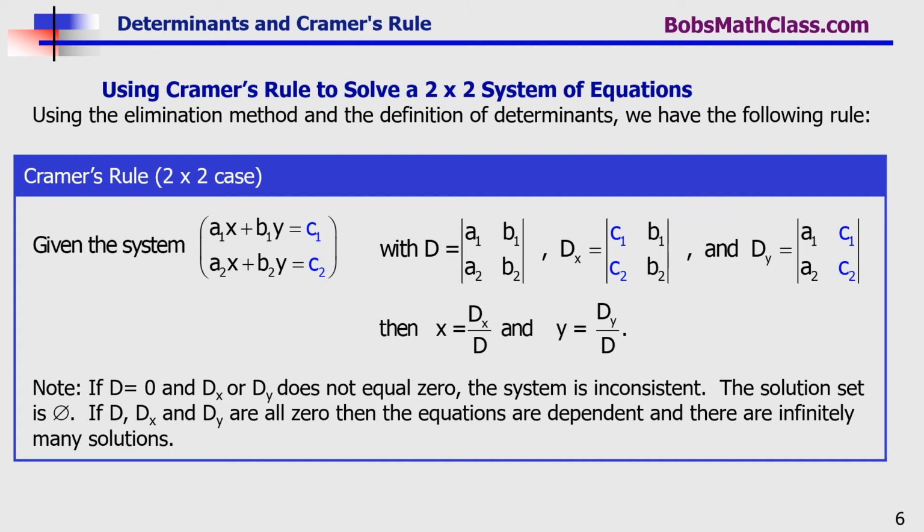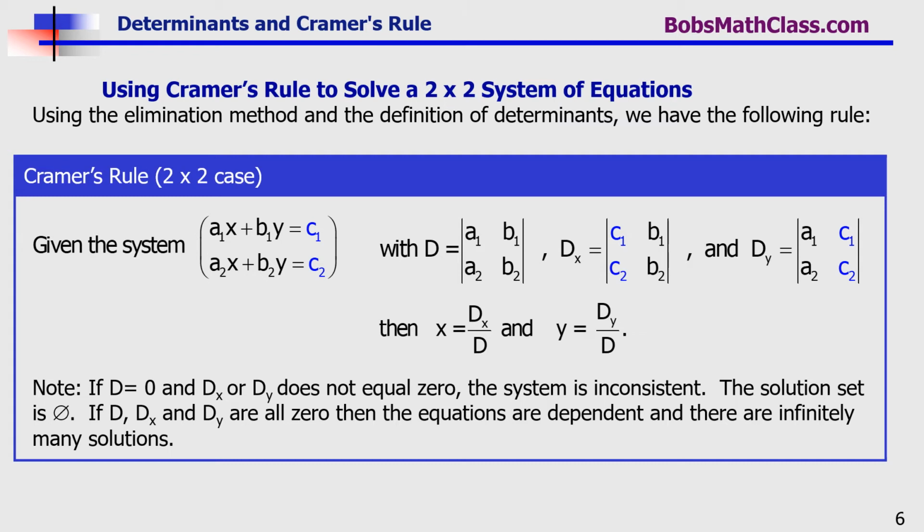Now dx, notice I used the letters C1 and C2. C1 and C2 are those numbers that are constants on the right side of the equal sign. So C1 and C2 are in the first column. They actually replace the x coefficients from the D. And in the y column is still the y coefficients.